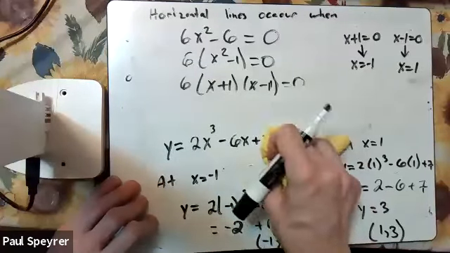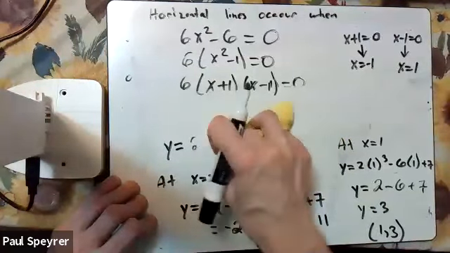All right, let's try another one. Here's our equation. All right, so looking at this, again, we're trying to find where the horizontal lines occur. How do we do that? We take the derivative and set it to 0.